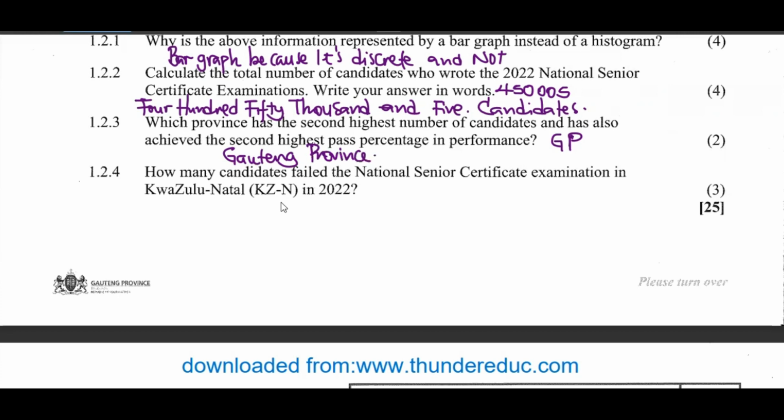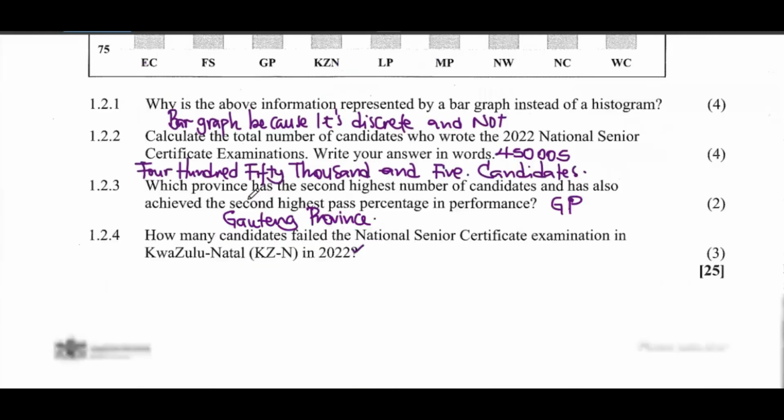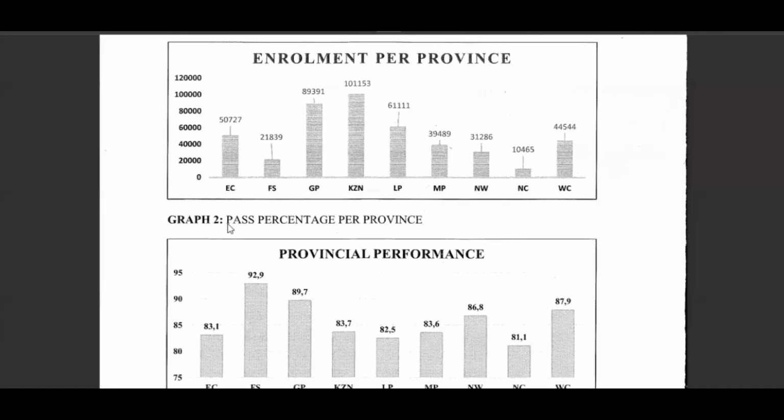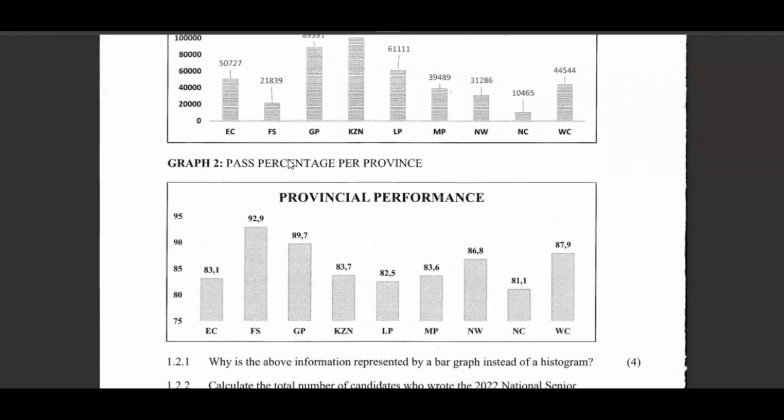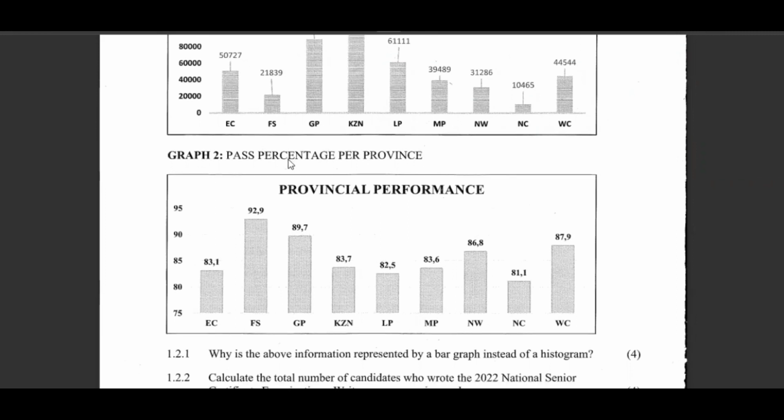How many candidates failed in the National Senior Certificate Examination in KwaZulu-Natal in 2022? Take note. We shall look at the graph here. Where's KZN? KZN has the highest number of learners. Then you come here. This is the provincial pass rate. 83.7% of the enrolled learners passed. So how many failed? That's what we are looking for.